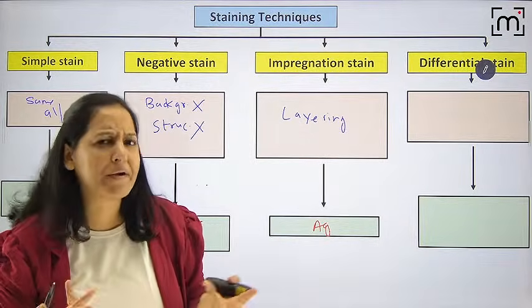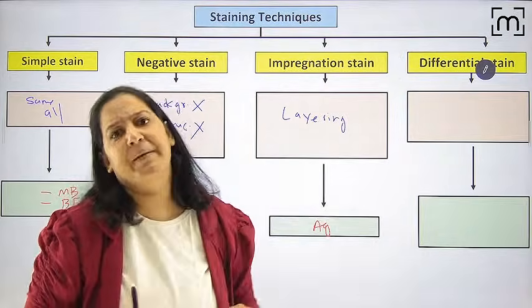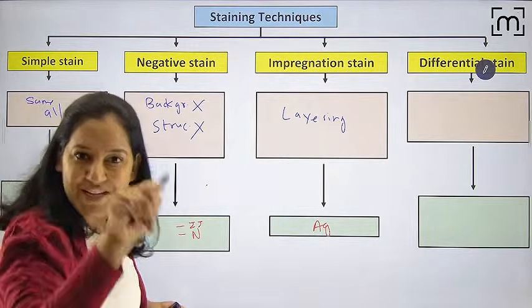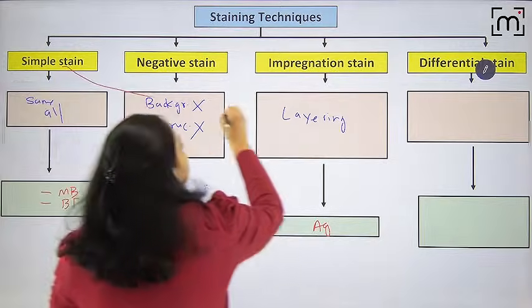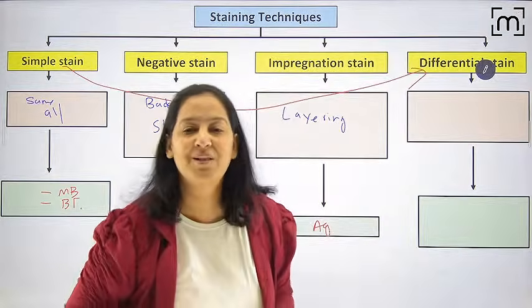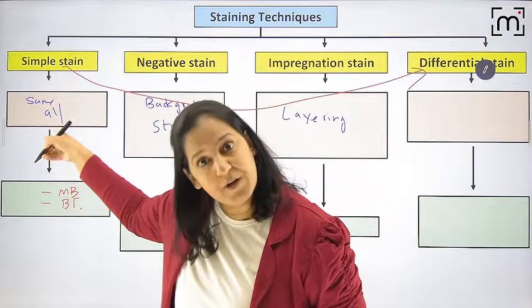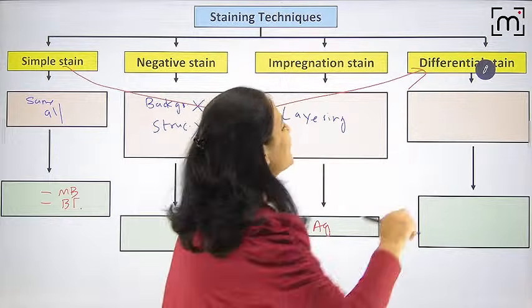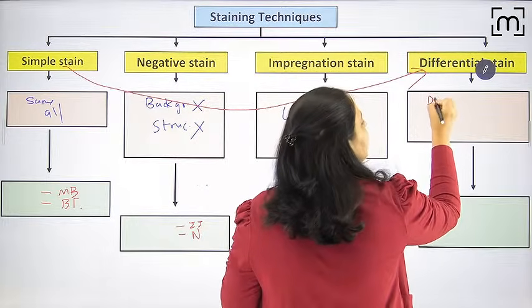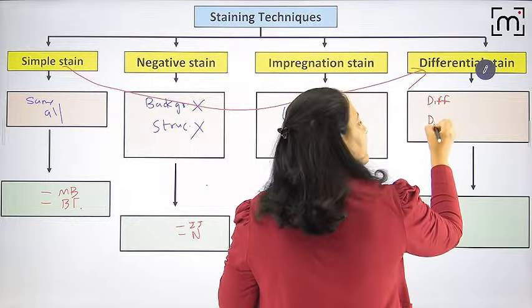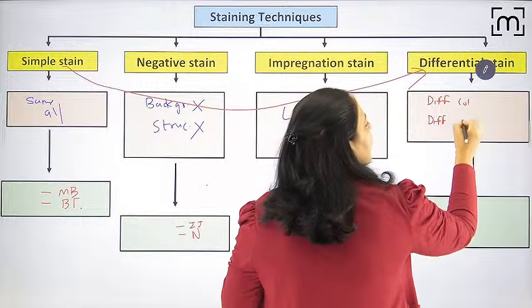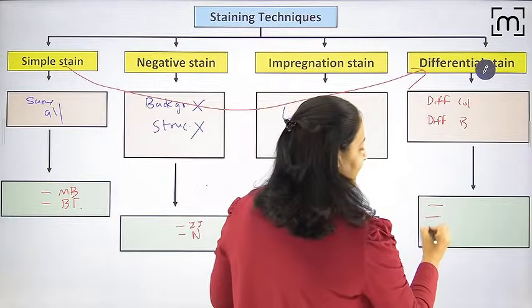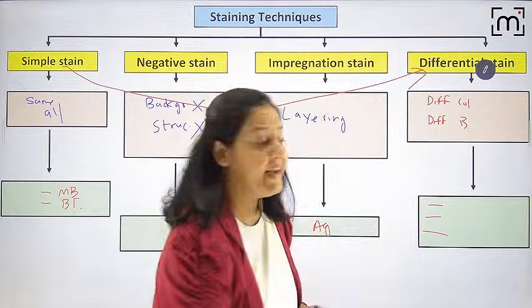Differential stain. What is differential stain? The name itself depicts its meaning. Wait, let me give you the clue. It is opposite of simple. What is simple? Simple gives the same color to all bacteria. Differential gives different color to different bacteria. So that is differential. And there are 3 examples over here. What are the 3 examples of differential stain?